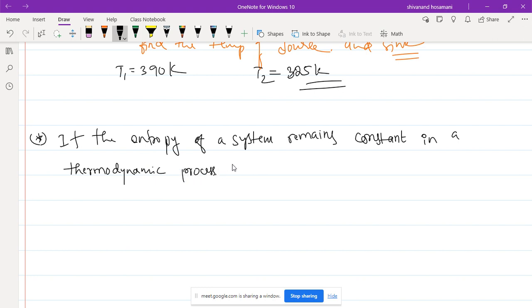which process is this? Is it isobaric, isochoric, isothermal, or adiabatic? A isobaric, B isochoric, C isothermal, D adiabatic.